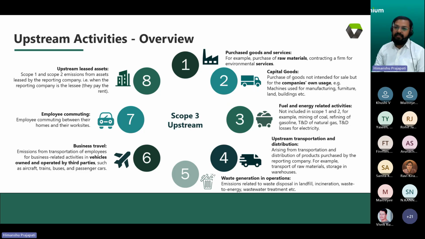Finally, the upstream leased assets, and this is a little bit complex, but in a simple way, the scope 1 and scope 2 emissions from assets leased by the reporting company. So for an example, if I am a real estate company and I have leased my asset to someone else, in that case, I would want the emissions, which is scope 1 and scope 2 emissions of the lessee, to be reported over here. So that will come under upstream leased asset for me. Hope that is clear.